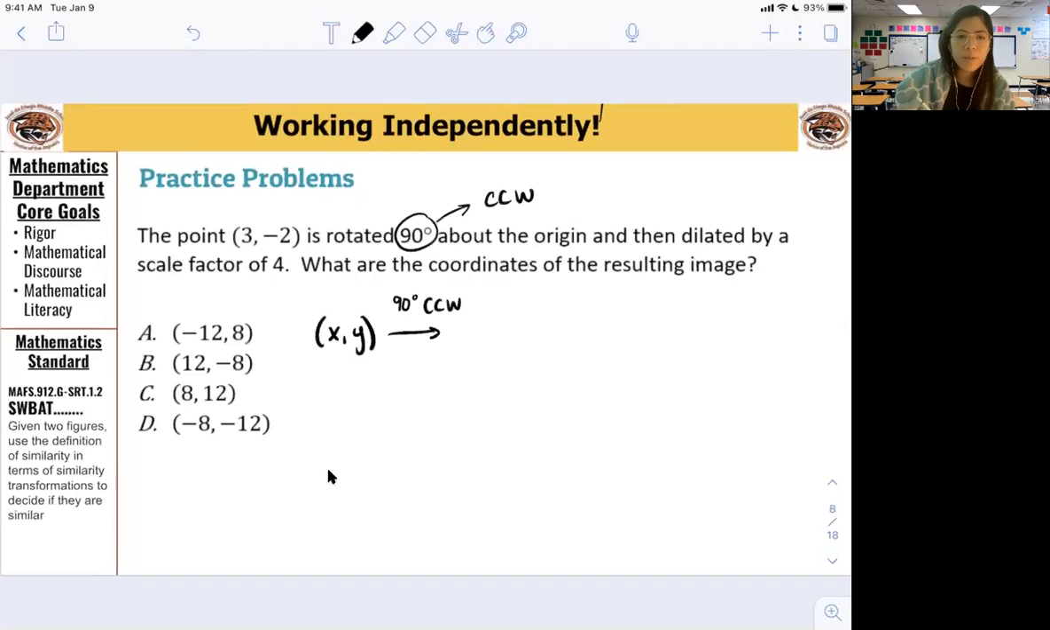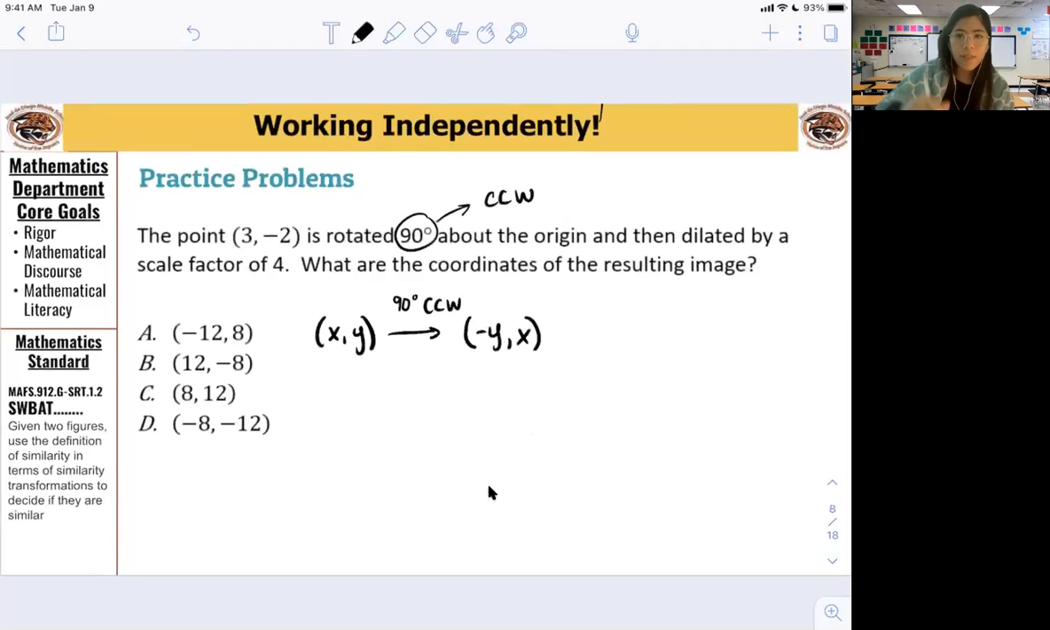And who can remind me, what is the rule for 90-degree counterclockwise rotation? Isn't that negative x comma positive y? You're very close. Or is it the other way around? I want to see if anyone remembers. What is it? It's negative y comma x. So remember that with rotations, they switch places. So x becomes y and y becomes x, and then depending on what type of rotation, one of those is going to be negative.